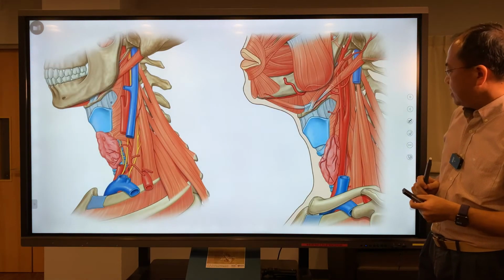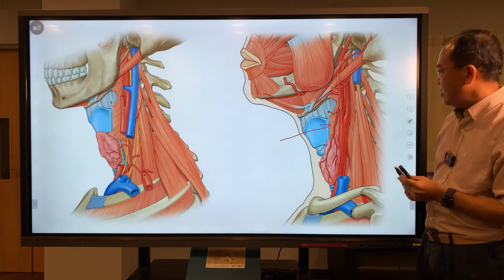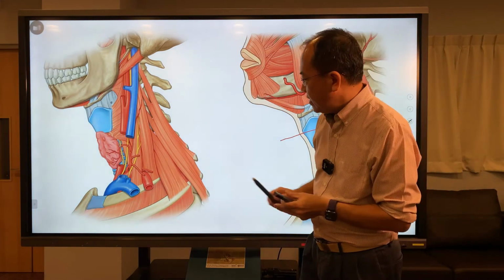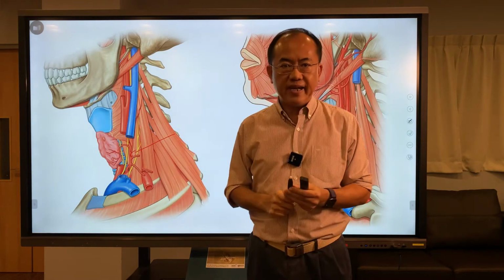This is just to show you the superior thyroid artery basically arises from the external carotid artery. How about this one? This one basically shows you the inferior thyroid artery arises from the subclavian.